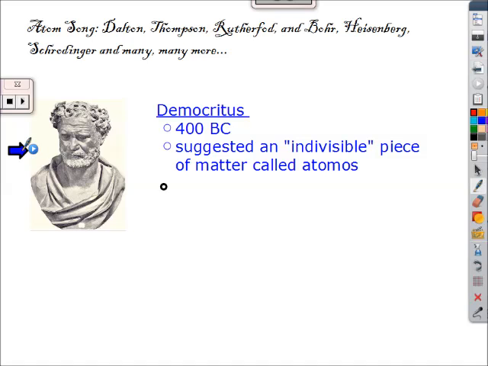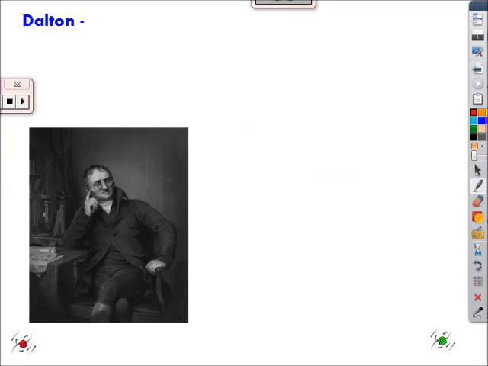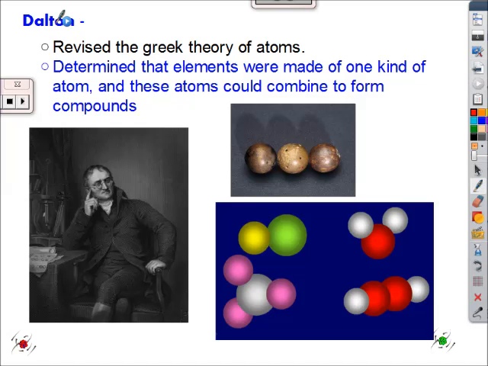Well, a long time ago, Democritus started suggesting the first thing about atoms. He said matter is an indivisible piece of matter made of what he called atomos. He thought they were just different shapes for different elements. And he was ridiculed in his time. Nobody believed him. It took a long time before this idea began to catch on.